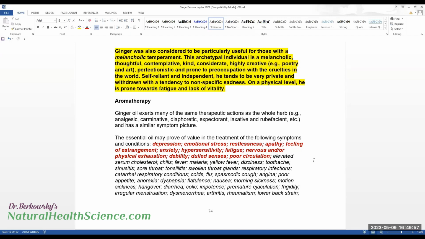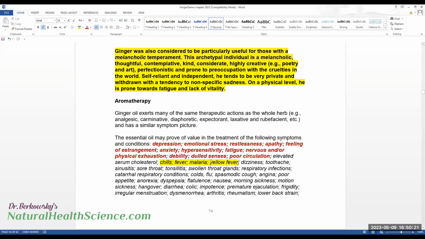The way this works is you get a feeling for the type of physical symptoms, the type of physical individual that you're looking at here. So we see, for instance, if you look through here, in this first group: chills, fever, malaria, yellow fever. So they have a tendency towards fever.